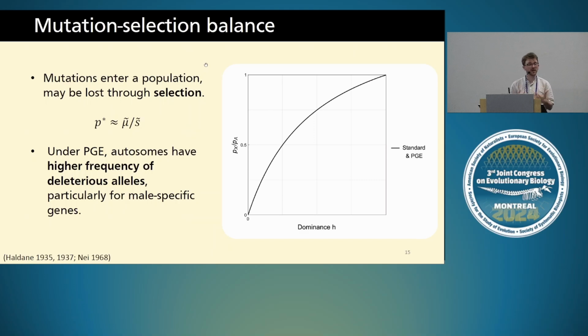So again, if we think about our PGE systems, they can have an identical mutation rate, but selection is always going to be more efficient on the X chromosome because we're kind of haploid in those males. So as mutations become increasingly recessive, we're going to see an increasing discrepancy between the frequency of the deleterious allele on the autosomes versus the X chromosomes. And in this situation, the PGE autosome and the standard autosome will behave kind of identically.